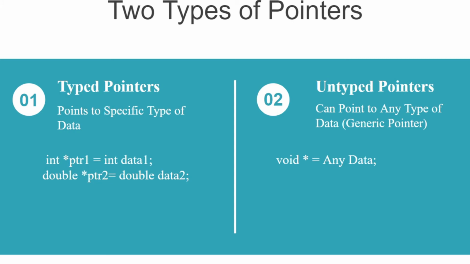So there is a concept called generic pointer. Generic pointers can hold the address of any data type. When I call it any, it means generic. And to declare an untyped pointer, you normally use void. Void doesn't return anything and doesn't tie to any data type, so that's why you normally use void. So these are the two types of pointers.